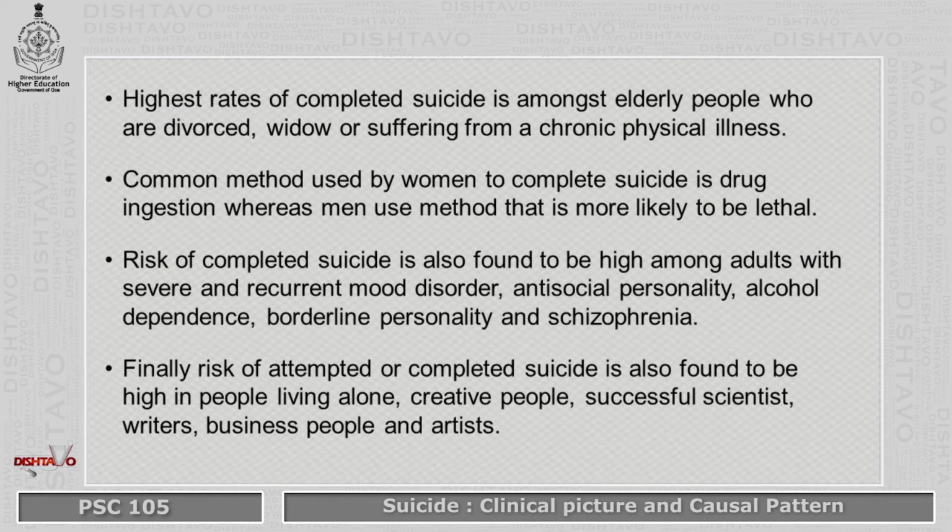The common method used by women to complete suicide is drug ingestion, whereas men use methods that are more likely to be lethal, for example, a gunshot. Again, here we see a gender difference in the method used to complete suicide. The risk of completed suicide is also high among adults with severe and recurrent mood disorder, antisocial personality, alcohol dependence, borderline personality, and schizophrenia. Finally, the risk of attempted or completed suicide is also high in people living alone, and in creative people, successful scientists, writers, business people, and artists.